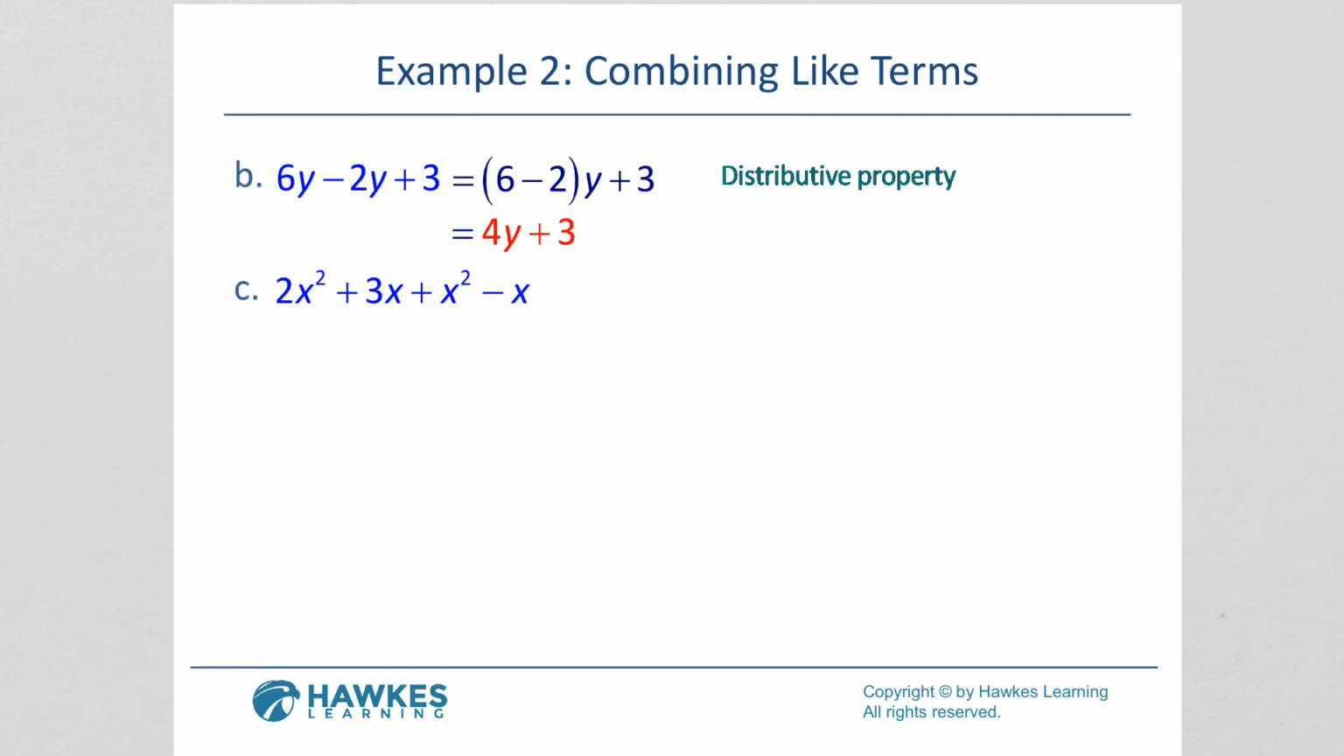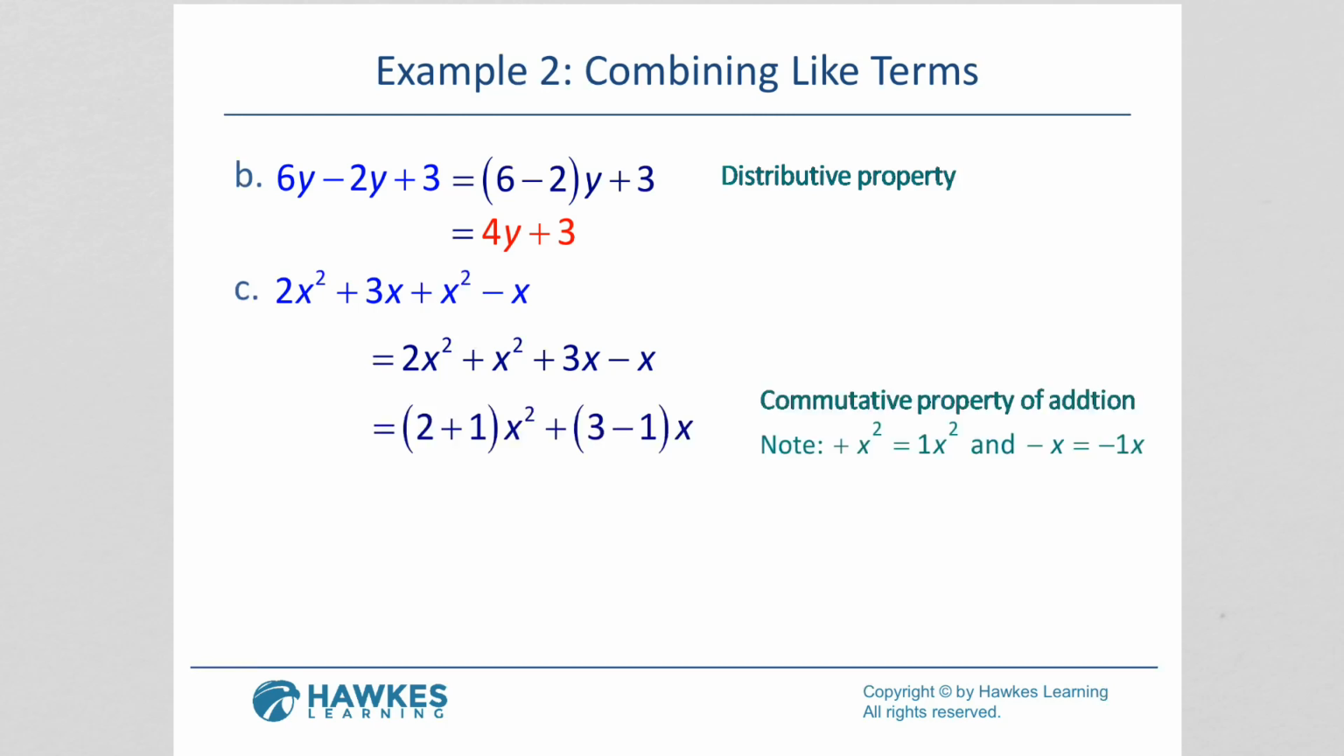C is 2x squared plus 3x plus x squared minus x. 2 plus 1 times x squared plus 3 minus 1 times x gives us 3x squared plus 2x. Our like terms there are x squared and x.